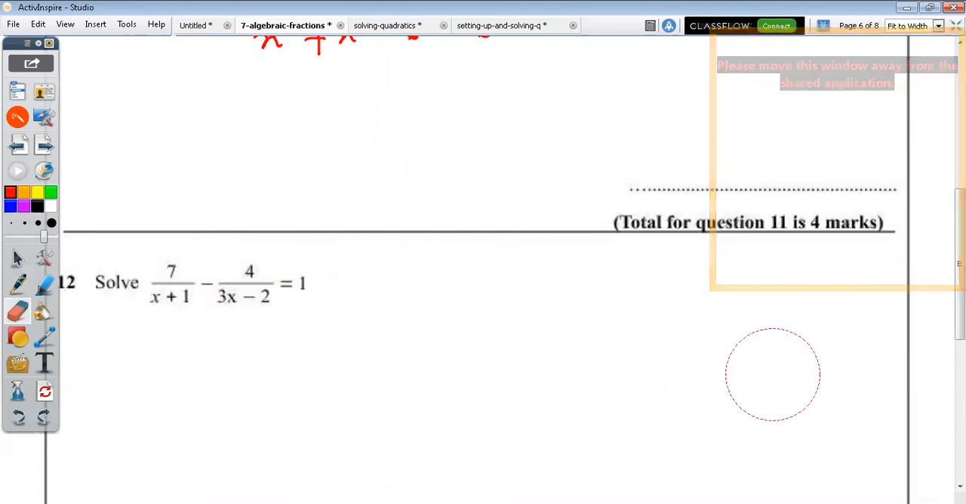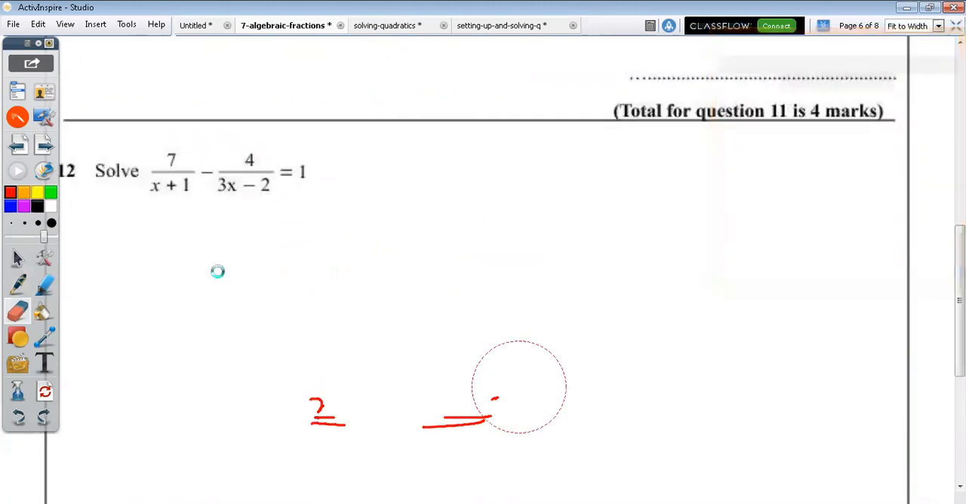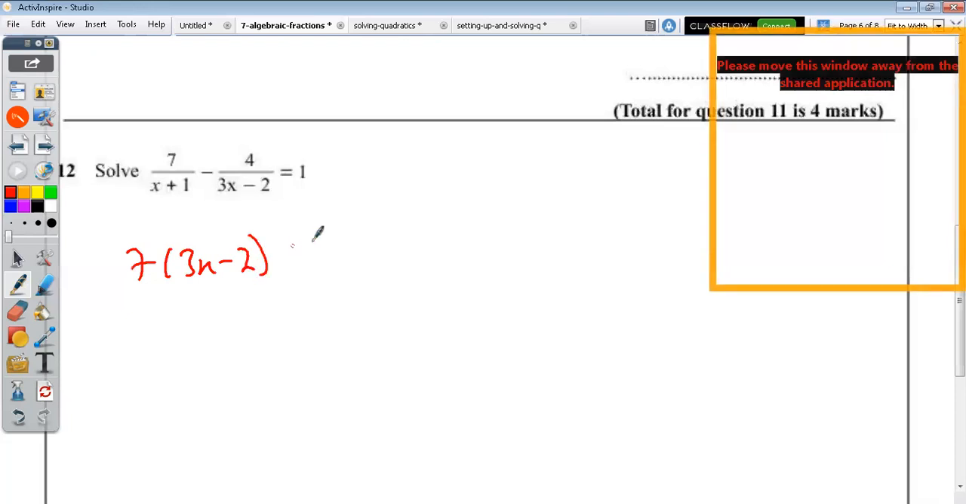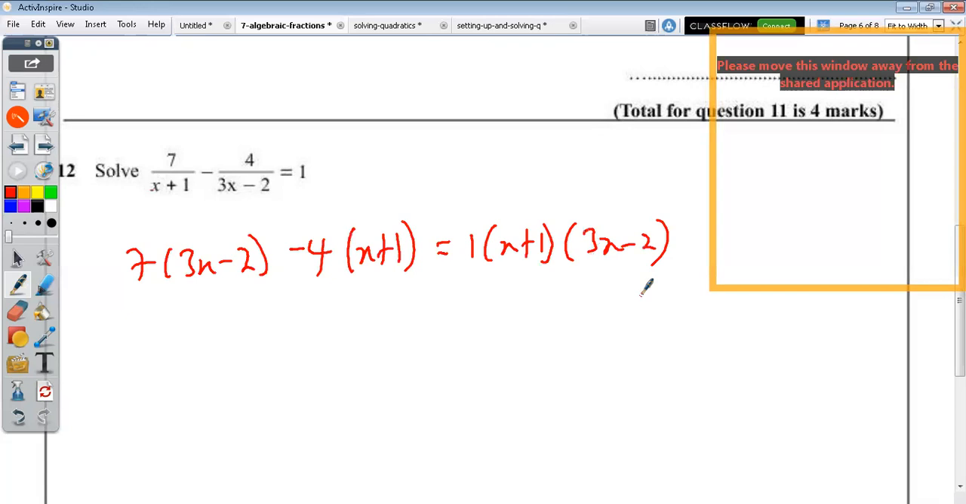Now, let's try to do this using this similar method. So 7, you now know multiplies that 3x minus 2, minus 4, I take both z negative 4 bracket x plus 1 is equal to 1 multiplied by combined denominator x plus 1 brackets 3x minus 2. 1 does not affect anything.